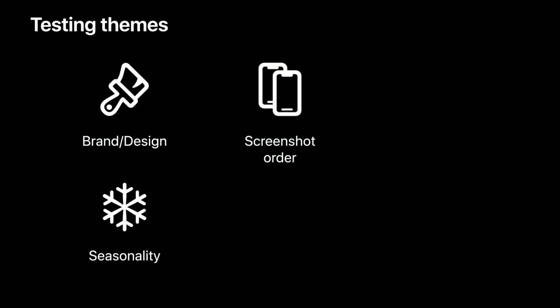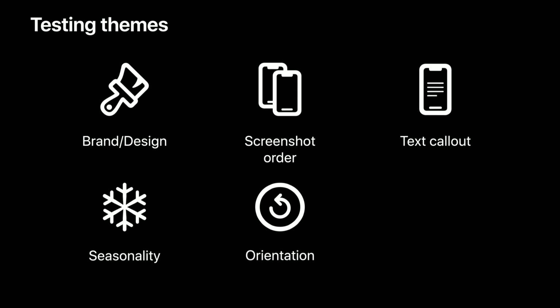Developers are also testing reordering their screenshots to see which one converts better as their first screenshot. Another common testing type is testing orientation of screenshots and app previews to see if landscape or portrait converts users better. Developers are also learning from testing various callouts on their screenshots to see which callout or text works better to convert users.